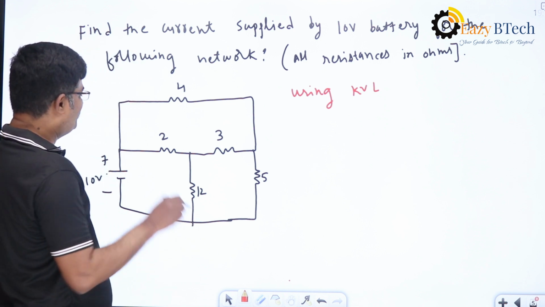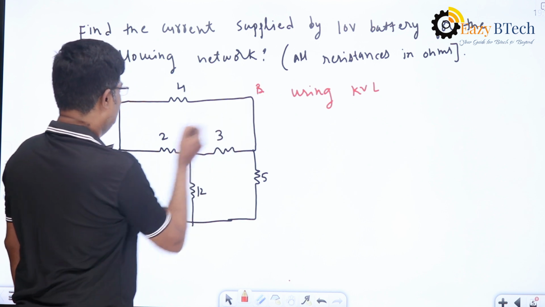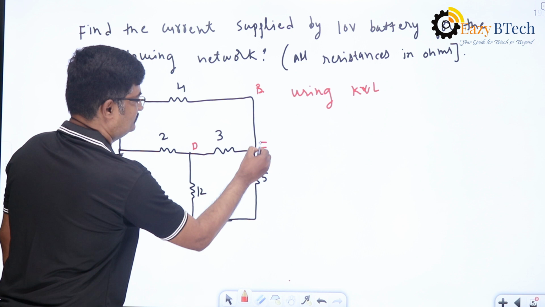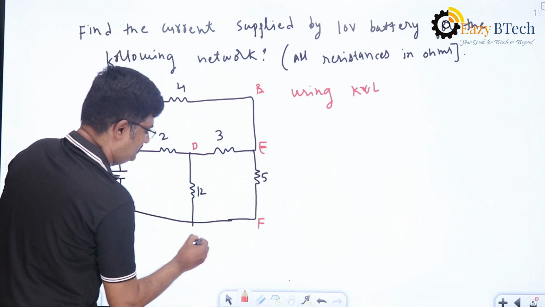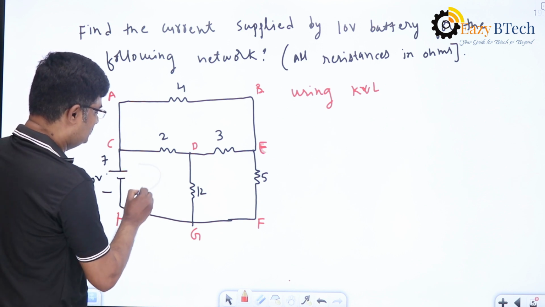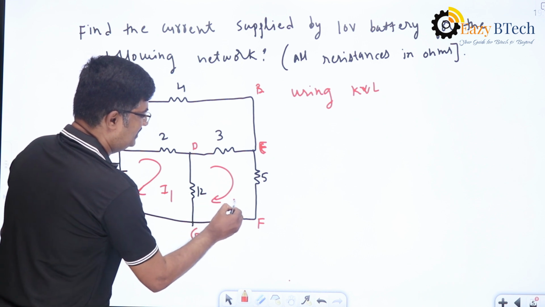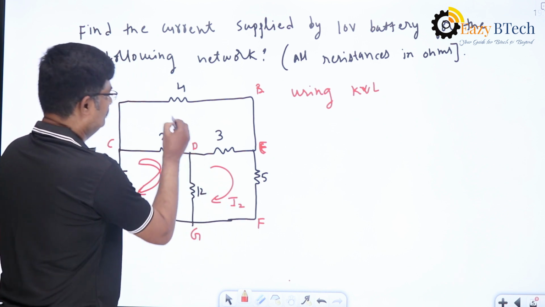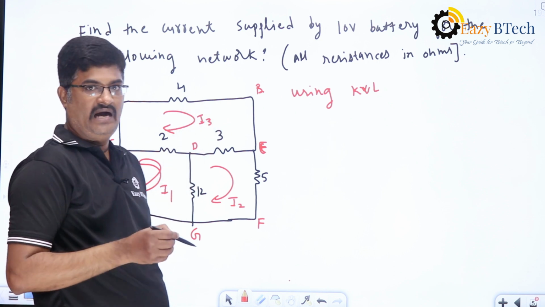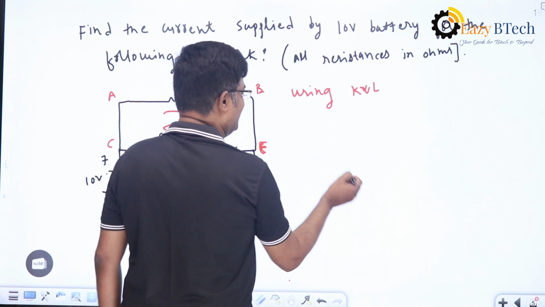So here, first of all, I will be naming the circuit as A, B, C, D, E, F, G, H. And I am taking the currents. Here, my current is I1. Here, my current is I2. Here, my current is I3. Now, I am applying KVL here.